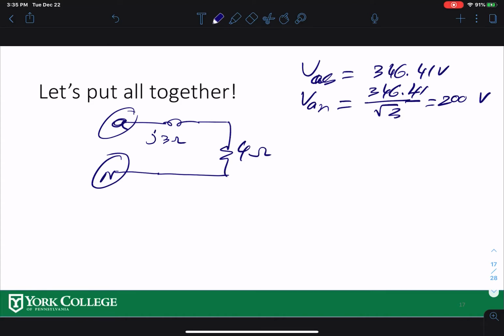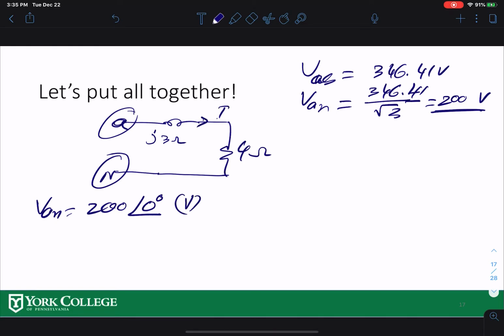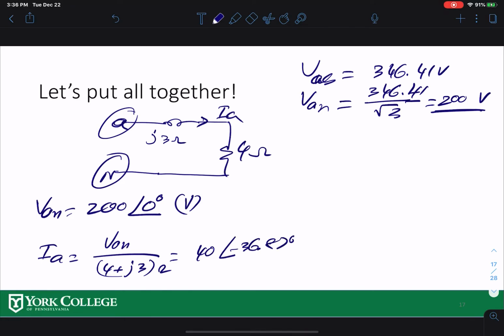So I'm going to use that as my reference voltage. My voltage over here, VAN, is 200. When I say reference, I'm going to use a 0 degree angle there, right? Now I can easily find the current here. Let's say current IA. IA would be VAN over whatever the impedance is there, right? So VAN over impedance: I have 4 plus j3, right? If I do that, my current would be 40 at negative 36.87 degrees, right?